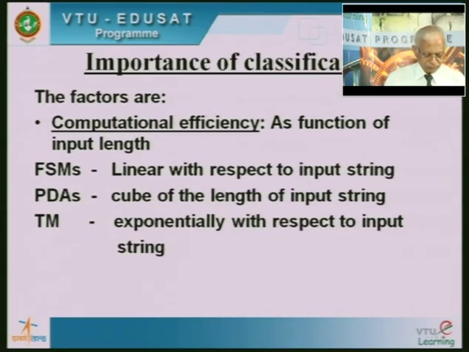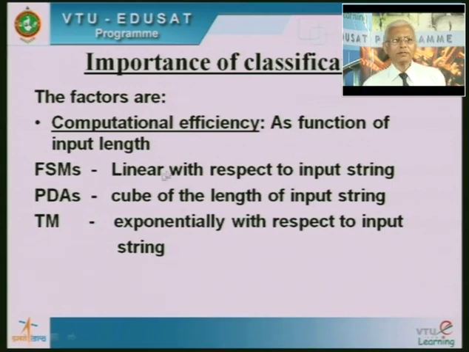Now, the importance of classification. Why do we need to classify? We have classified them into regular languages, context free languages, decidable languages and so on. There is a meaning to this: computational efficiency. As I gave you the example of bubble sort and quick sort, we want to use whichever is efficient. So computational efficiency is the most important thing we want to concentrate on.